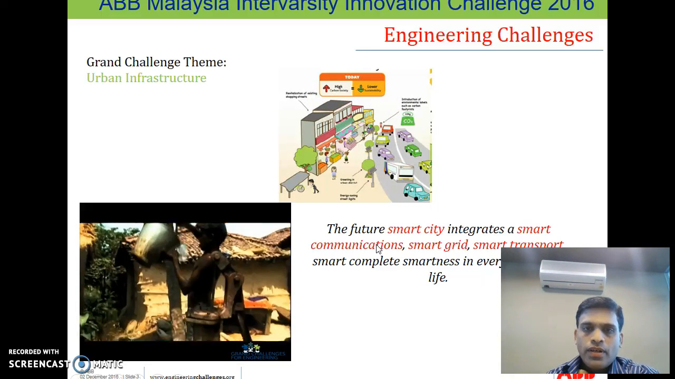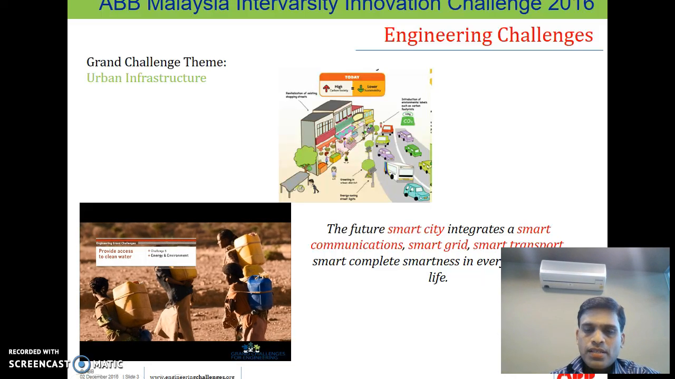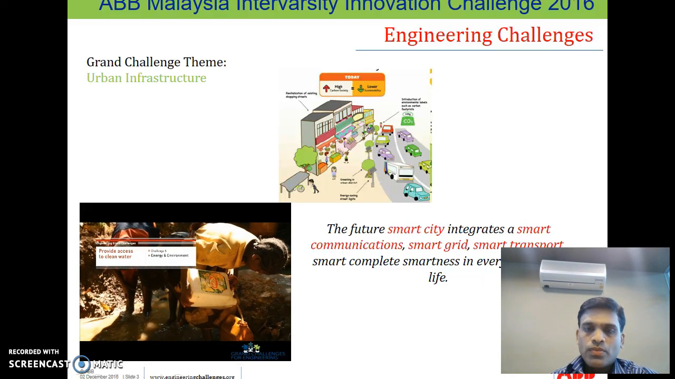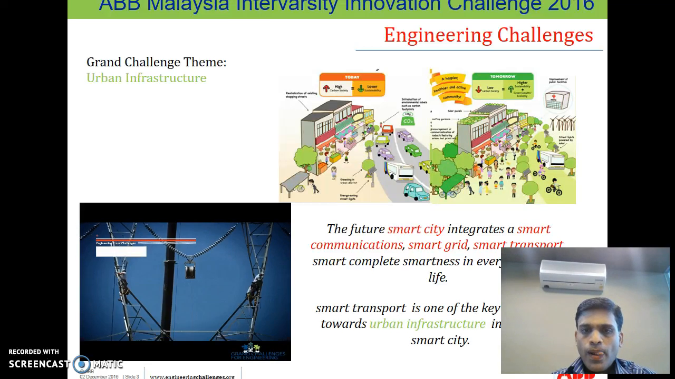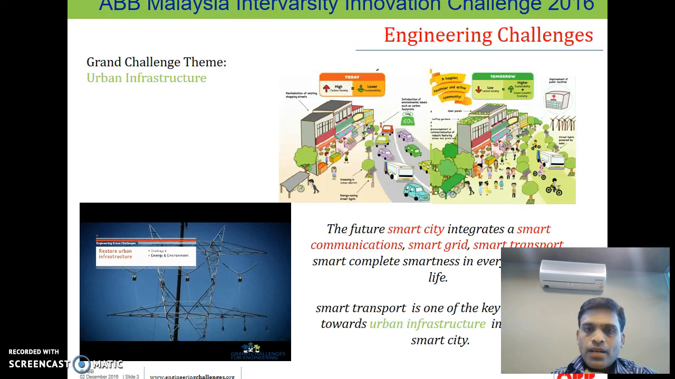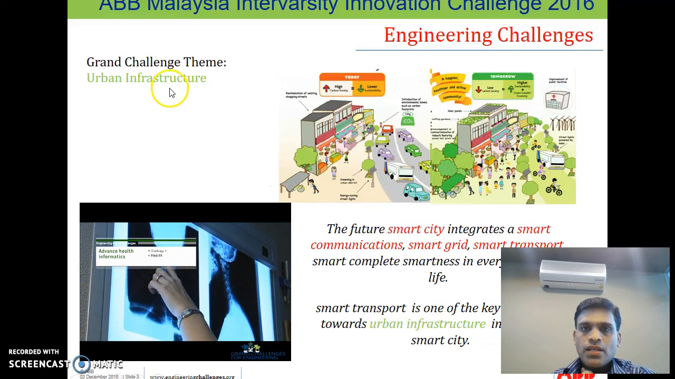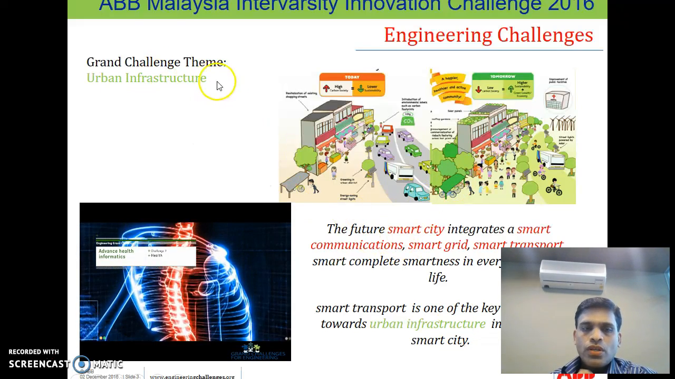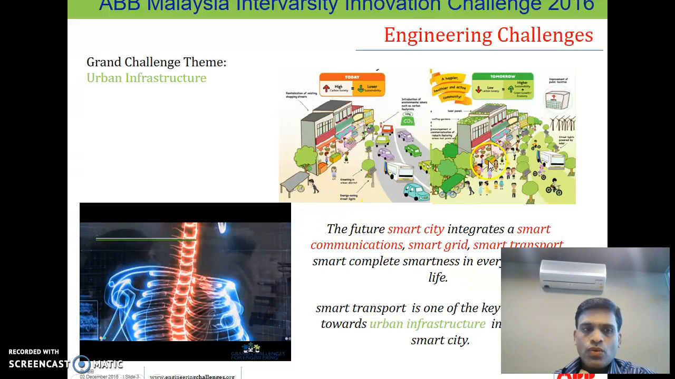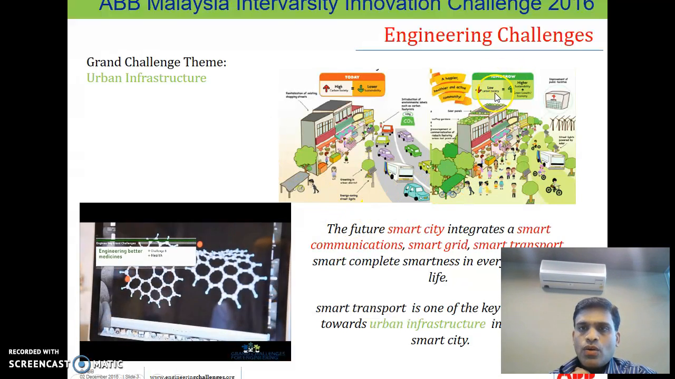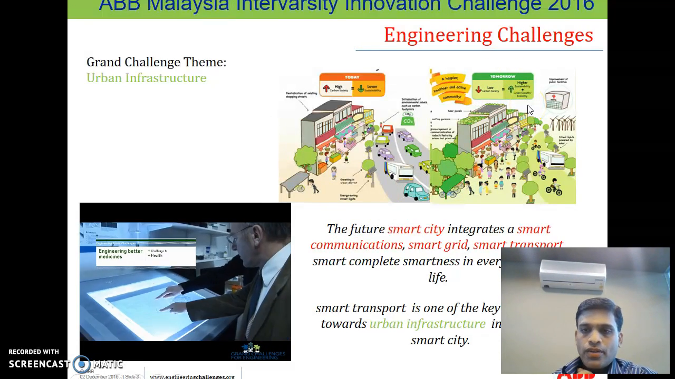So in our perspective, smart city includes a smart communication grid and smart transport. So smart transport is a part of the urban infrastructure, which is why we choose this grand challenge theme as urban infrastructure. So using this solution provision, what we expect is then low carbon density and high sustainability in the future.